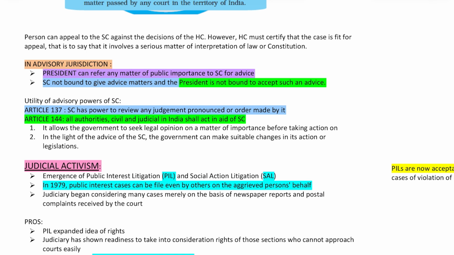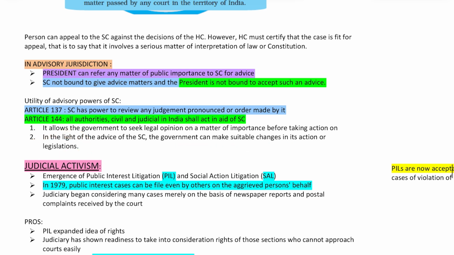The utility of the advisory power of the Supreme Court. From Article 137, the Supreme Court has the power to review any judgment pronounced or order made by it. According to Article 144, all authorities, civil and judicial in India, shall act in aid of the Supreme Court. It allows the government to seek legal opinion on matters of importance before taking action on them. In the light of the advice of the Supreme Court, the government can make suitable changes in the action or legislation.